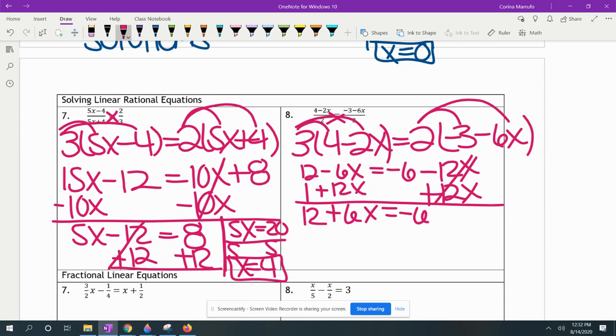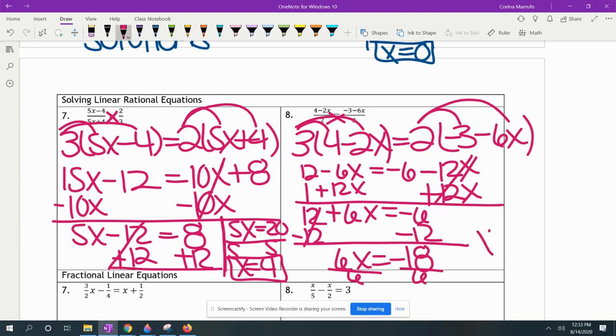All right, then the next step, we're going to go ahead and take this 12 and move it to the other side of the equal sign by subtracting. So this cancels out and we get 6x equals negative 18. Then our last step to solve for x is to divide both sides by 6. And negative 18 divided by 6, we're going to end up getting x equals negative 3. Okay, so that's solving rational equations.